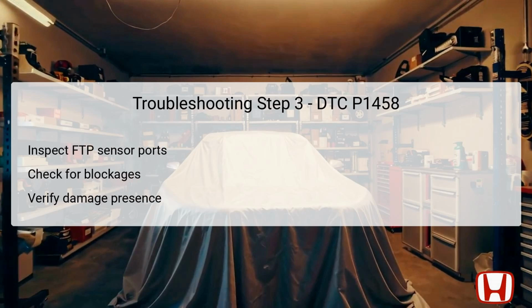Once you have assessed the initial readings, the next logical step is to conduct a visual inspection of the FTP sensor ports. This requires that the FTP sensor is removed beforehand. Carefully examine both the evap canister side and the vent side of these ports for any signs of blockage or physical damage. Blockages can prevent the sensor from accurately detecting pressure levels, directly leading to incorrect readings stored by the PCM.